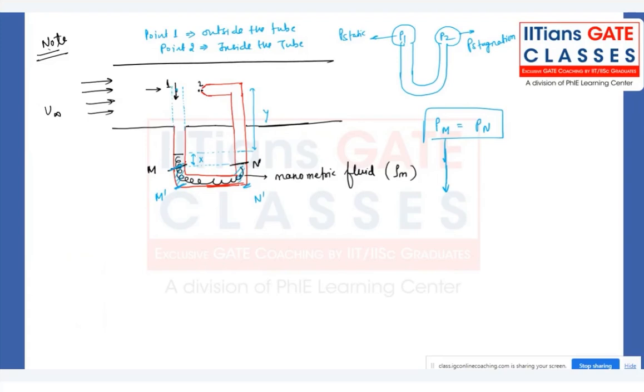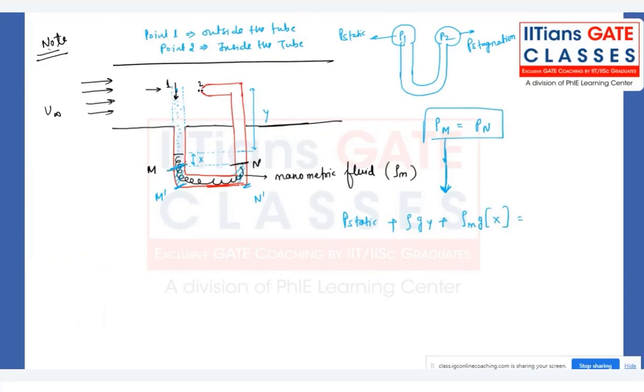Right? So now what is the pressure at point number M? Can we write P static plus, whatever the liquid is there, that is my rho g y up to this particular height, plus rho g y plus rho of manometric fluid g into x? Any doubt till here?